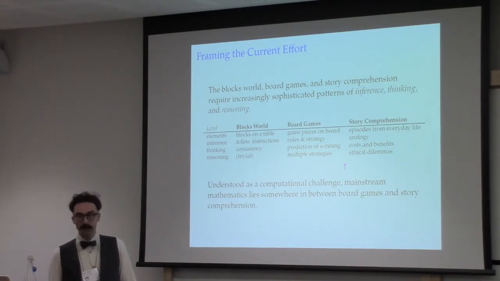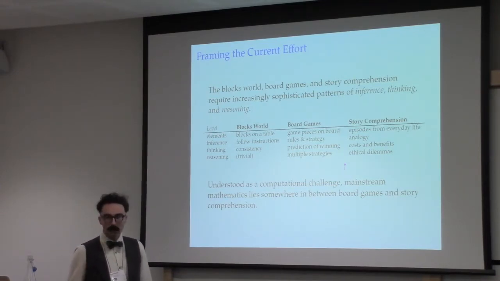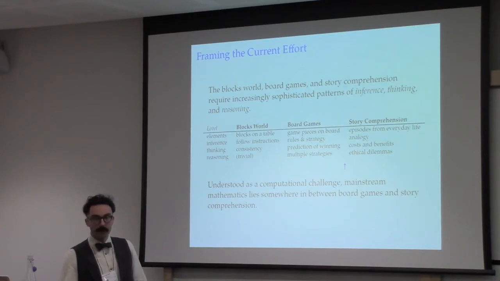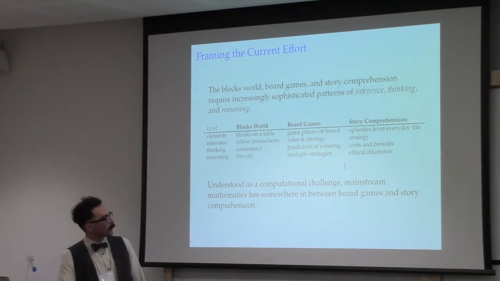Board games, as we recently learned, are more challenging, but yet solvable, sort of, by computational means. We haven't learned that a lot of it. We really learned it recently with AlphaGo. You've got your game pieces, you've got some rules and strategies, you've got a way to predict winning, that's the big piece of AlphaGo, and you have to decide between multiple strategies, right?